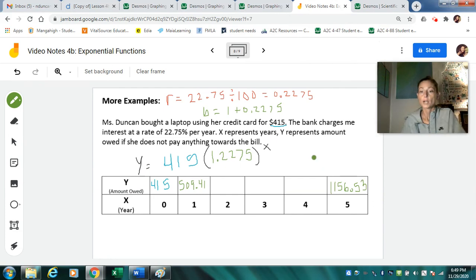And so what I've done by not paying for this for 5 years, just letting it sit on my bill, minus 415, is now I owe an additional $740. And so I now owe more than the price of the computer in just interest charges. And so that's kind of one of the things about credit cards that you guys will learn about in the next few years. All right, so that was a little bit about exponential functions.